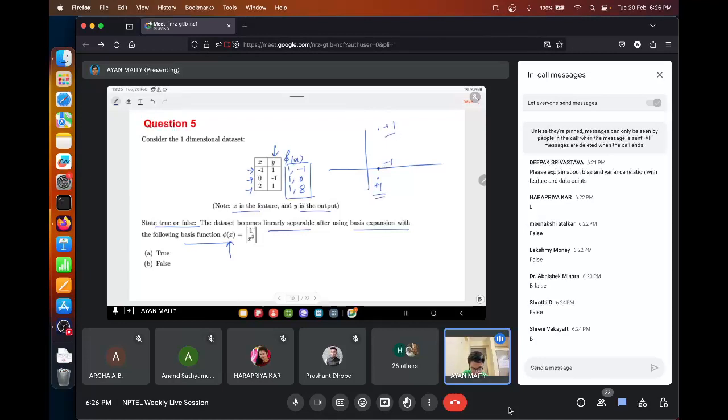So this is one plus 1 point, this is another plus 1 point, and between these 2 points we have this minus 1 point. So the points are not linearly separable, we cannot draw a straight line which will separate these 3 points. So the answer would be false, the points are not linearly separable after this basis expansion.